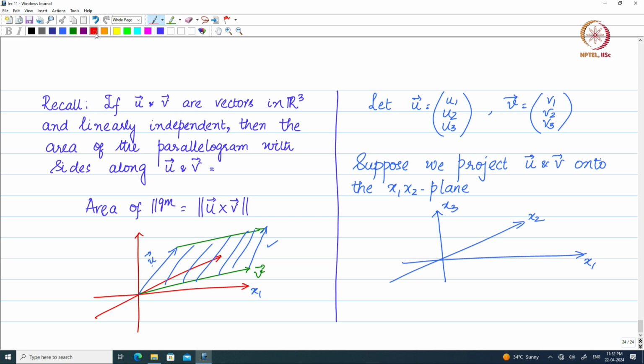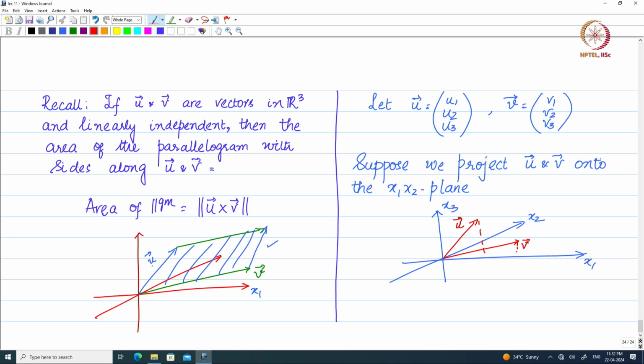Now what am I going to do? I have two vectors, namely u and v. Let us take this as u and this to be the vector v. I am going to look at the projection of this onto the x1 x2 plane, and the projection of u onto the x1 x2 plane, which means the third component will become 0, because you are projecting these two vectors onto the plane formed by the first two coordinate axes, the vectors x1 0 0 and 0 x2 0.